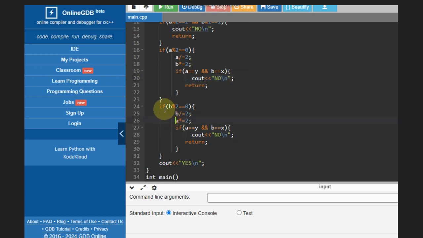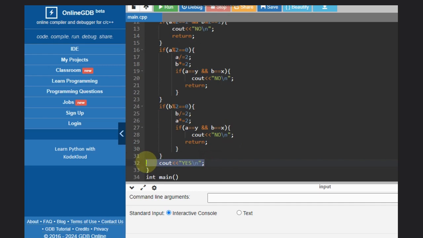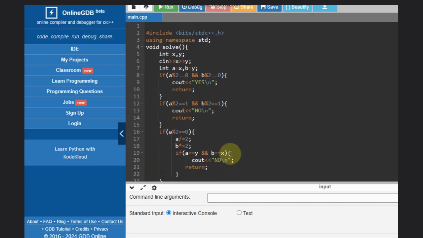If that is the case, then our answer will be no. And if B is even, we can divide B by 2 and multiply A by 2, then we check again. If it matches, obviously the answer will be no. And after that, if everything is working fine and we have not found any no, then we can directly return yes. So we have the answer yes. Hope you understood this solution.